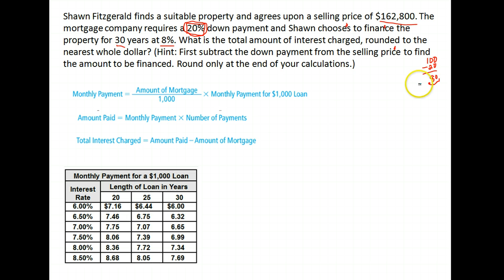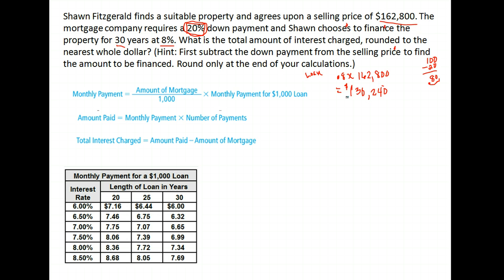Move the decimal 2 places to the left, we get 0.8. We're going to take 0.8. Again, what we're finding here is the amount of our loan. 0.8 times the cost of the home, which was $162,800. Okay. And we find out that the loan would be for $130,240. That's the amount of the loan.